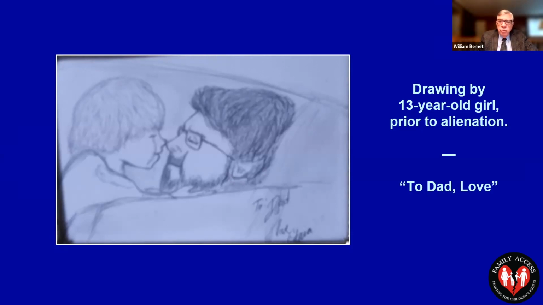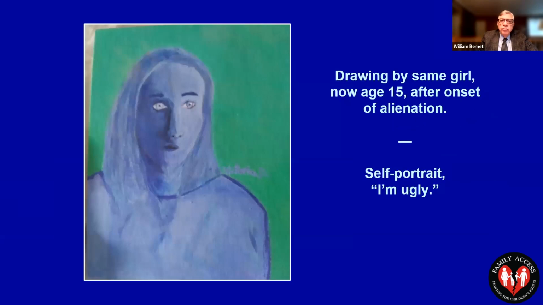Well, the next picture is a couple of years later, and it's somewhat distressing. So this is the same child a couple of years later, and it's my understanding that she had started to become alienated. And this is a picture of herself, and the name of it is "I'm Ugly." So this is a somewhat unhappy picture.